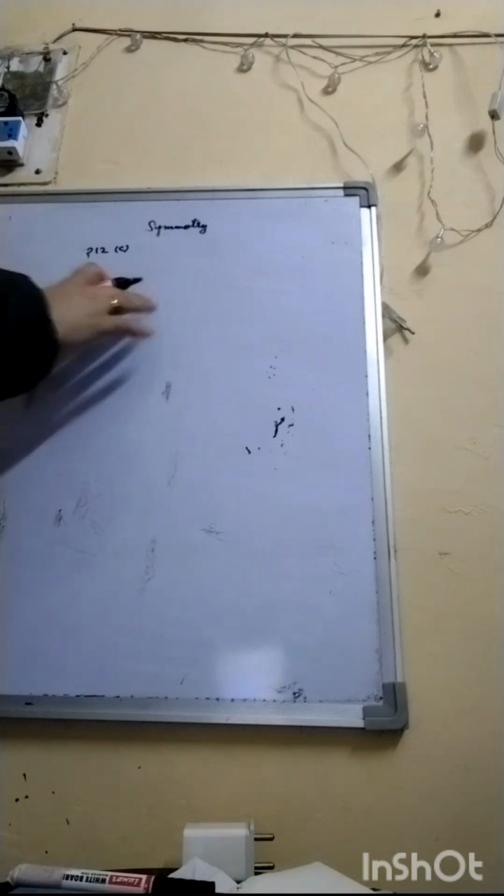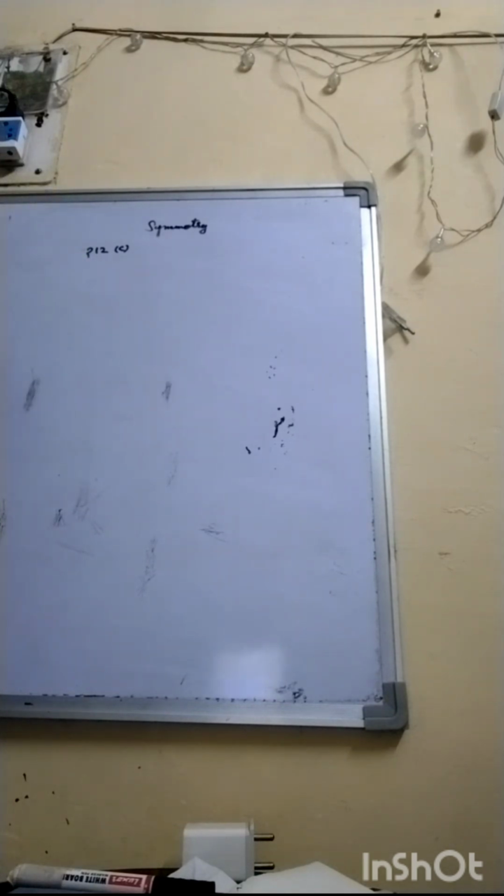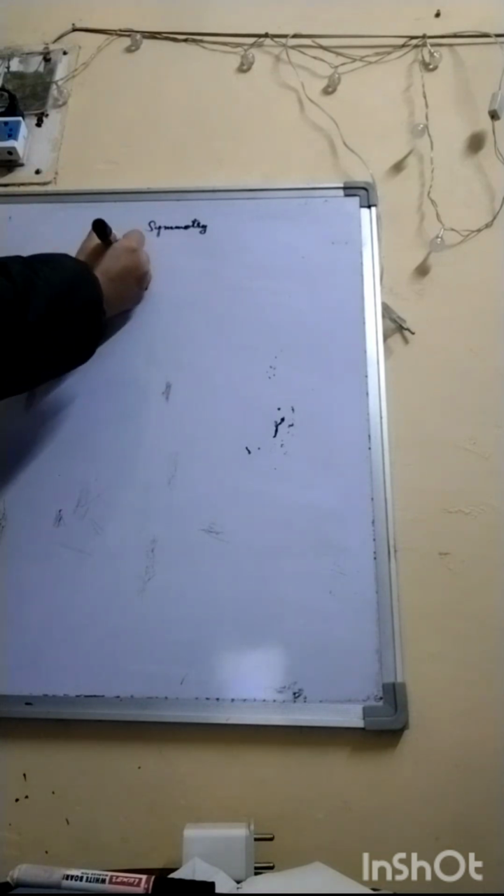Yesterday we were completing the figures for given lines of symmetry. Today, in continuation with that, a few of the parts were left. So we start with those questions only. We were at question number 12, and we had done parts up to C.